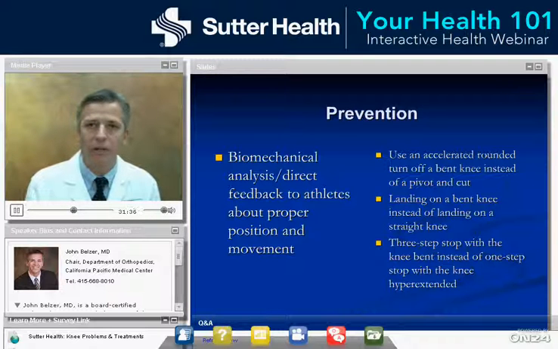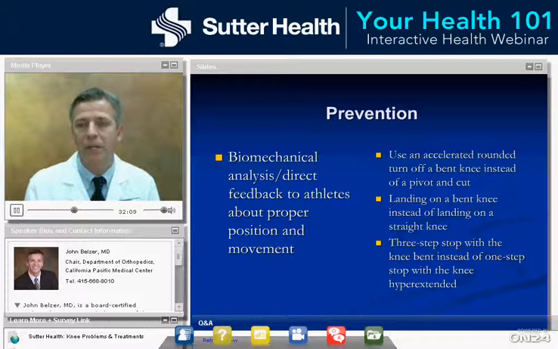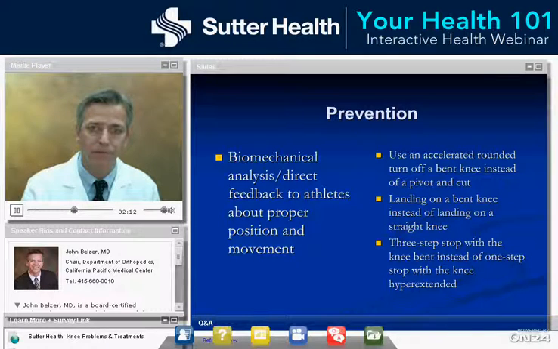So for instance, one study looked at ways of changing basketball players' strategies in a game. They use an accelerated rounded turn through a corner to get to an open part of a court instead of doing a hard pivot and cut to get to a different part of the court. Landing on a bent knee as opposed to landing on a straight knee after a layup or after a jump shot will be, again, a more effective strategy to decrease ACL injuries. And simply trying in a soccer game, for instance, to decelerate over 3 steps as opposed to 1 step may help to decrease ACL injuries.